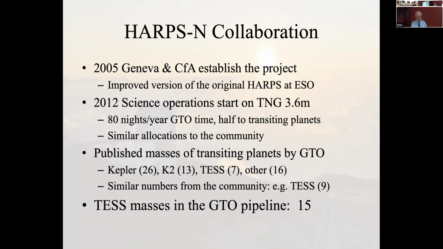And I counted up last night, there are currently 15 TOIs that we're observing or have papers in preparation. So there's going to be more than a dozen additional masses from HARPS North over the next year, I would guess. Many of these have more than 100, 10 of these have more than 100 observations. That's what it takes when you're targeting the limiting cases.